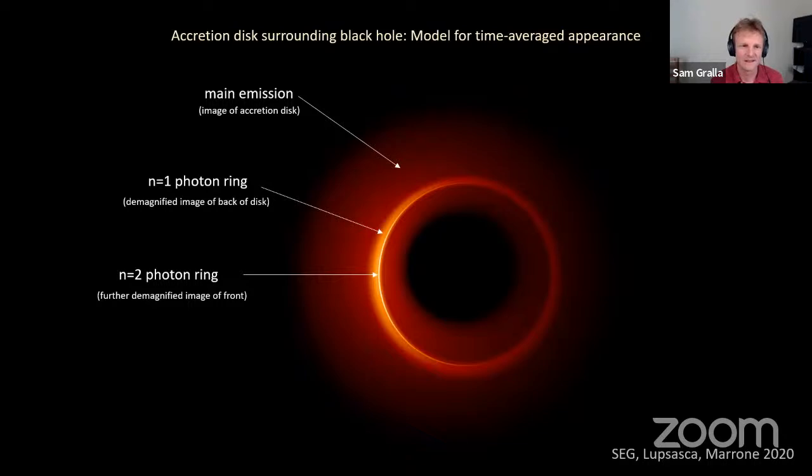Okay. So this is just showing you what it would look like in a toy model. You see the main emission, you see the front of the disk, this n equals 1. And you also see another subring, which is the back of the disk. So this is front. And then this thing here is back. And then this tiny thing here is front again. And of course, there would be infinitely many in principle.